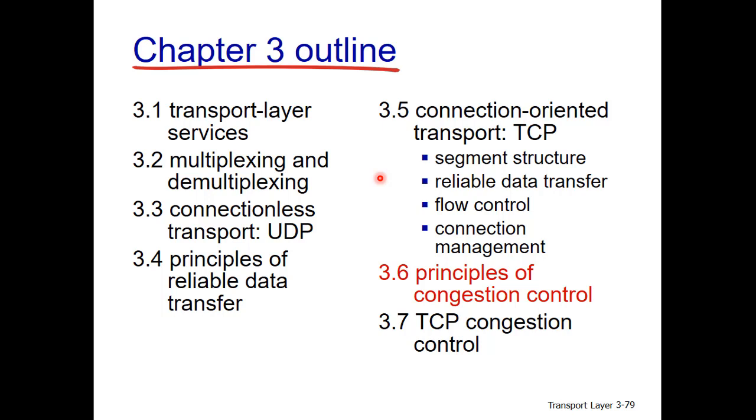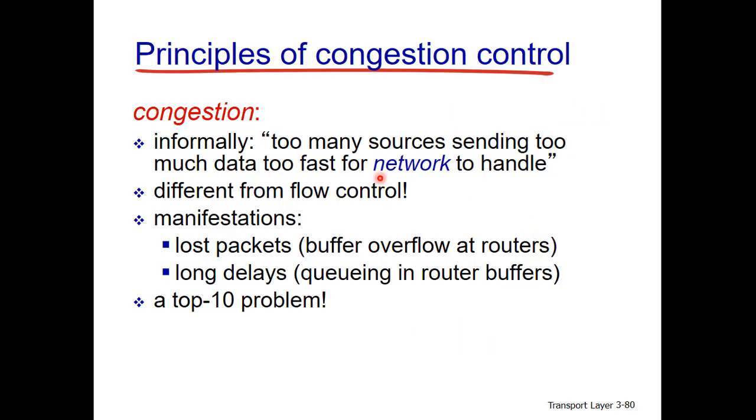1. So now we are going to talk about the principles of congestion control, which is article 3.6 of your book. So in TCP, congestion can occur. In a network, congestion can occur. We know that TCP uses a congestion control mechanism. So how is it using congestion control in a network? Congestion, informally: too many sources sending too much data too fast for the network to handle. Okay, many sources are sending a lot of segments and data, too much data, because of which congestion can occur. It is different from flow control. Flow control and congestion control are different.